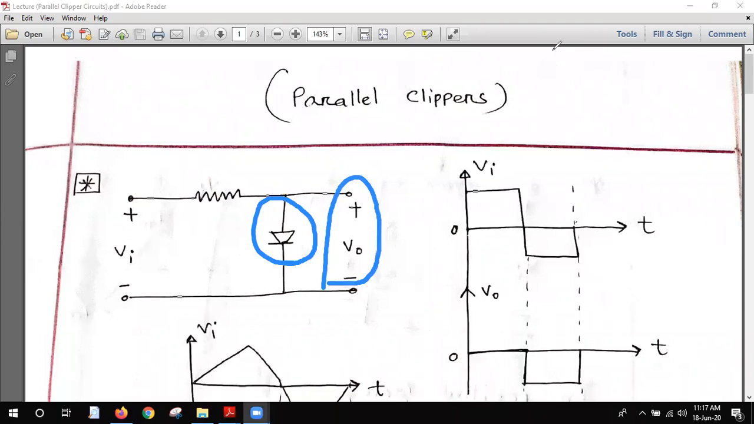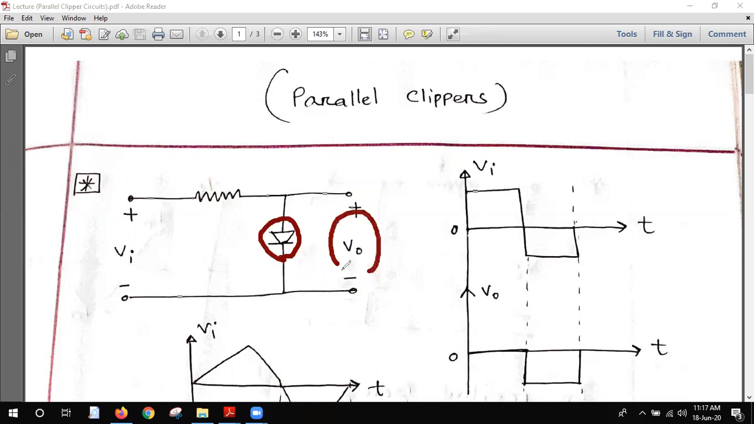When the diode is in series, as in the earlier example, the diode is here and is in series with the output. That's why it is a series clipper. Now the diode is in parallel. You see that this is the diode and this is the output section, so the output is across the diode and both are in parallel. That's why it is known as parallel clippers. I think everything is clear for you.